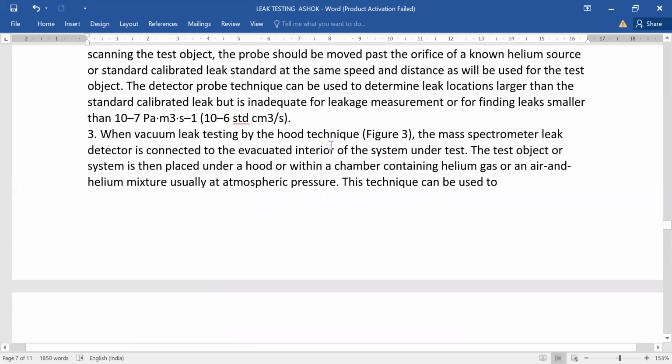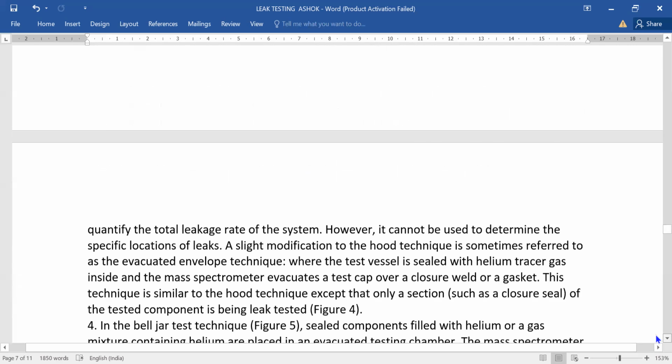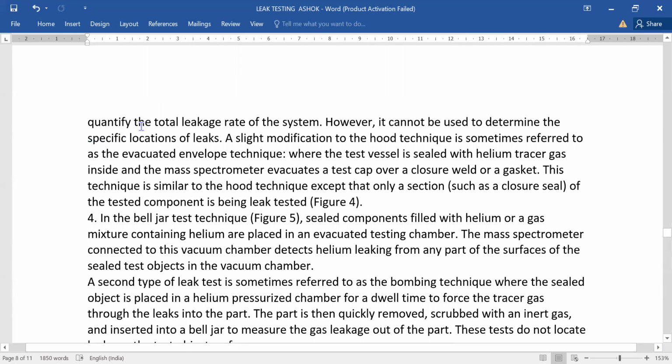When vacuum leak testing is done by the hood technique, the mass spectrometer leak detector is connected to the evacuated interior of the system under test. The test object or system is then placed under the hood or within a chamber containing helium gas or an air and helium mixture, usually at atmospheric pressure. This technique can be used to quantify the total leakage rate of the system. However, it cannot be used to determine the specific location of the leak.